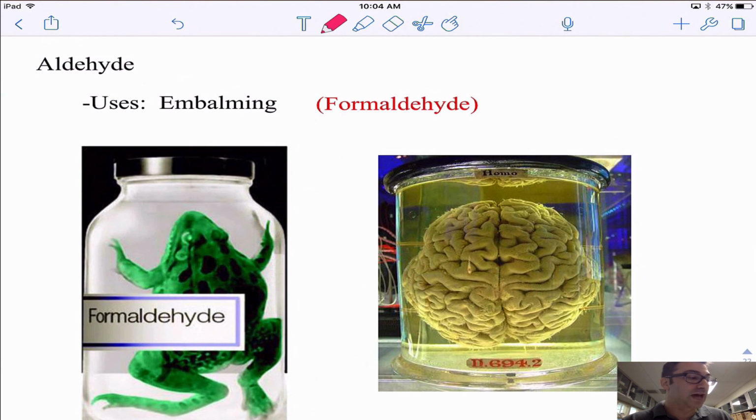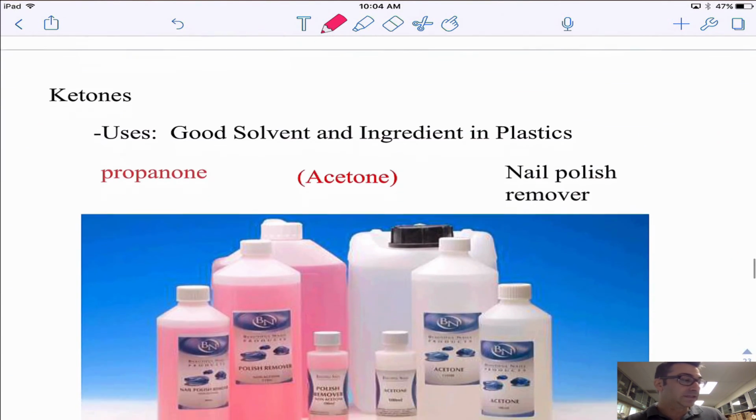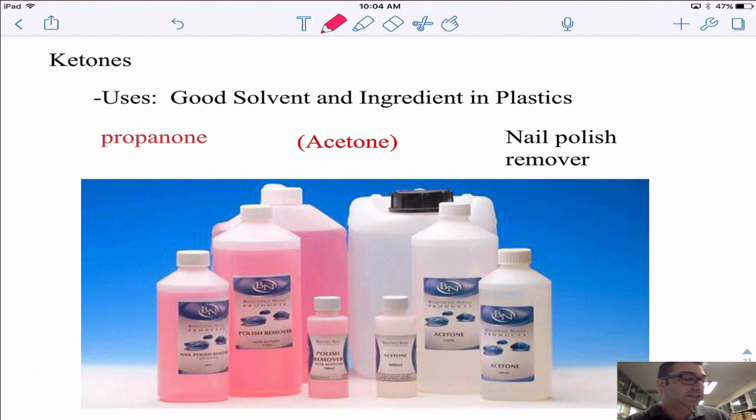Aldehydes, the most common one is formaldehyde. This is used in embalming, preserving dead organisms. Ketones, they're really good solvents. They're also a key ingredient in plastics, and the most common one that you probably know about is propanone, which is acetone. That's commonly known as nail polish remover.